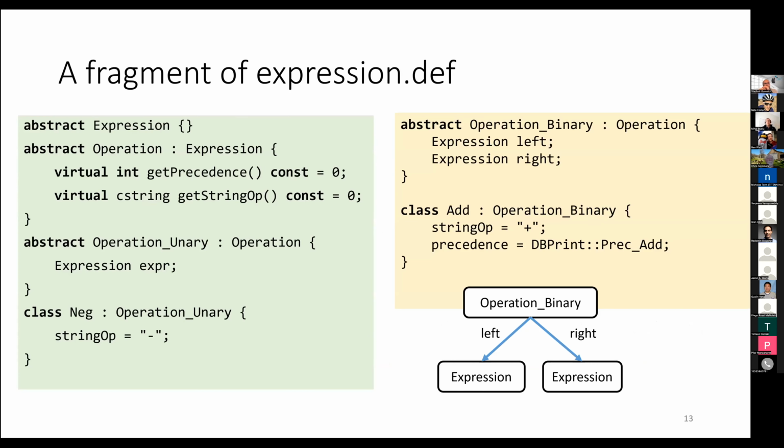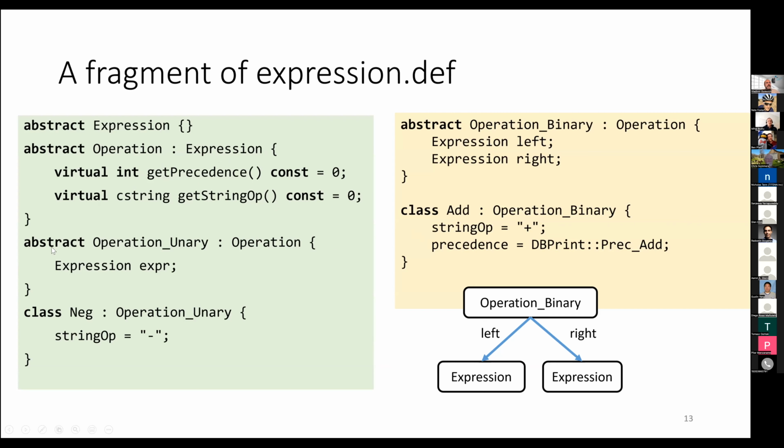This is a snippet from expression.def, and you can see it looks a little bit like Java or C++. For example, this says expression is an abstract class. Then we say operation is a subclass of expression, so any operation will be an expression. An operation has a precedence and has a string representation. These are virtual methods that you'll have to implement.